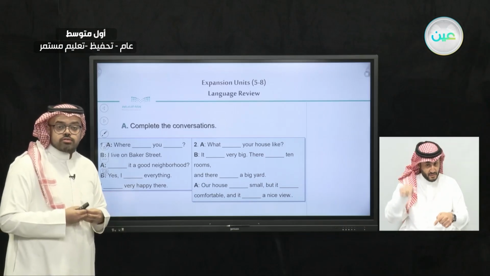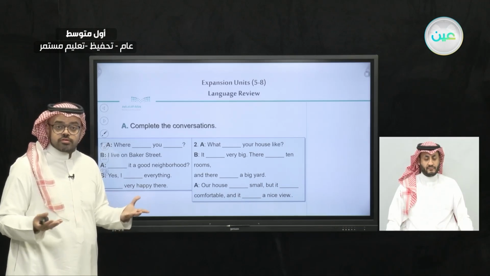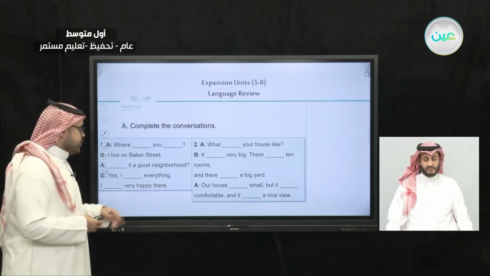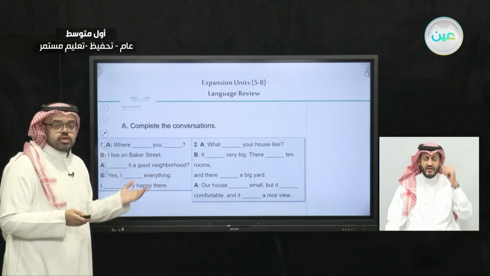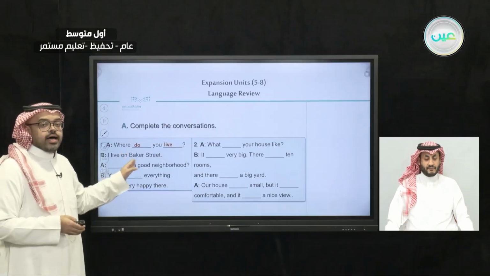Before we can answer what the question is, let's read the answer first. If we read the answer, then we can guess what the question will be. The answer said, I live on Baker Street. So, if the answer is, I live on Baker Street, what do you think the question is? Very good. The question will be, where do you live? If someone asks you, where do you live? The answer must start with, I live.